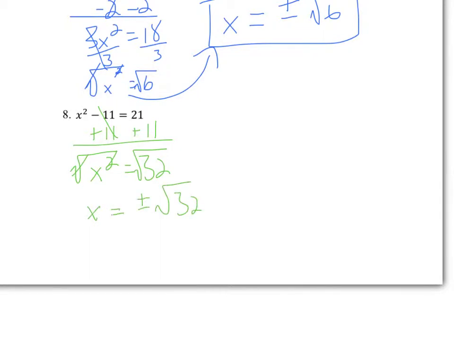You have to test to see if you can break that down at all. The biggest perfect square that's less than 32 is 25. That does not divide evenly into 32, but 16 does. So we can rewrite this as square root of 16 times square root of 2, because 16 times 2 is 32. Square root of 16 is 4. Leave the root 2 there. The plus or minus still has to be there, and that is what x equals.